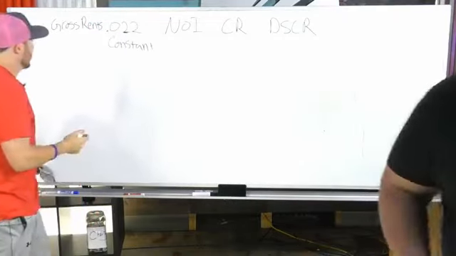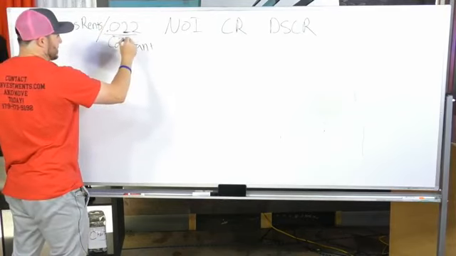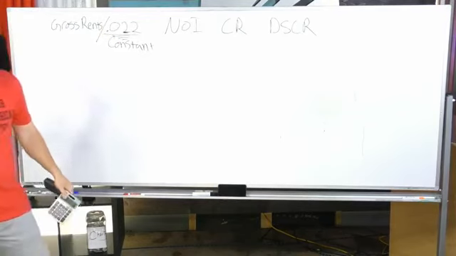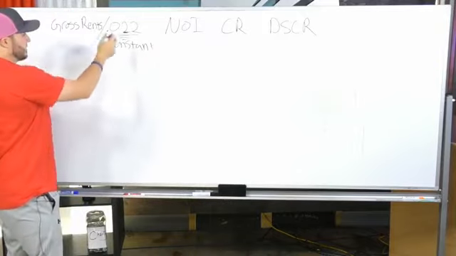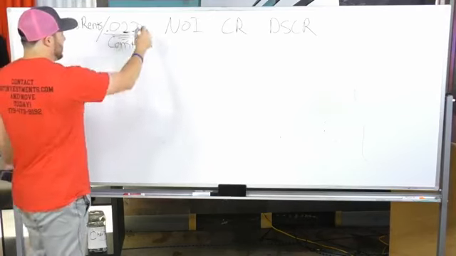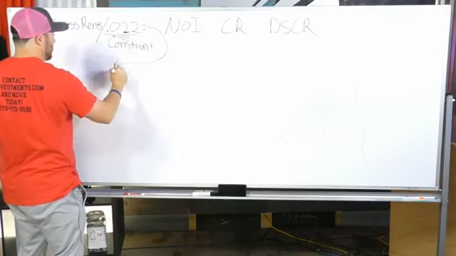Gross rents. And I'm going to take that and I'm going to divide it by 0.22, which again is the percentage of the purchase price. So if I take gross rents and I divide it by 0.22, it's going to equal my purchase price.